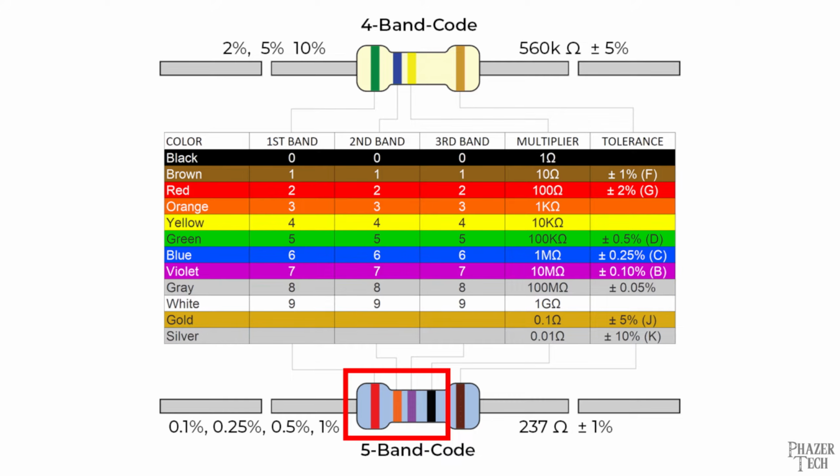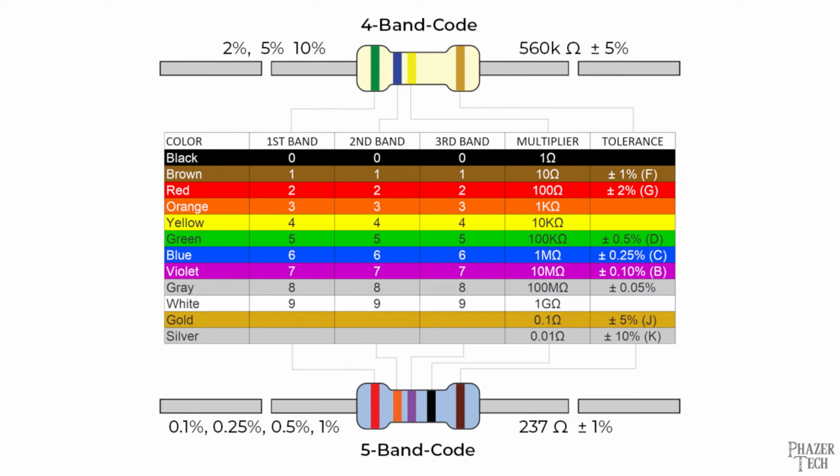So in this example, we have red, which is 2, then orange, which is 3, then violet, which is 7. This comes out to 237. The 4th band is black, which is an x1 multiplier, so all we do is multiply this by 237, which means this resistor has a resistance of 237 ohms.